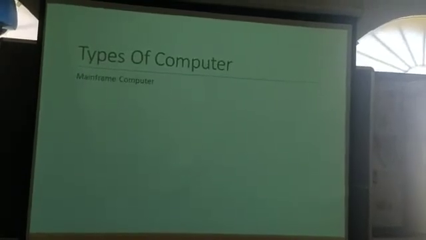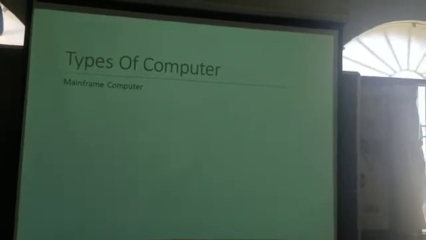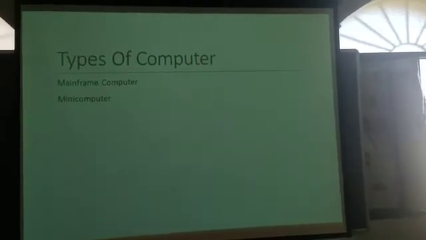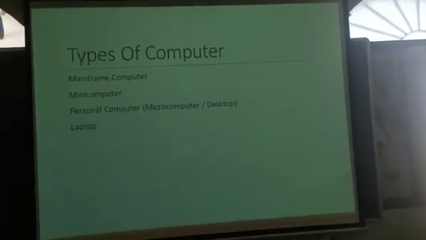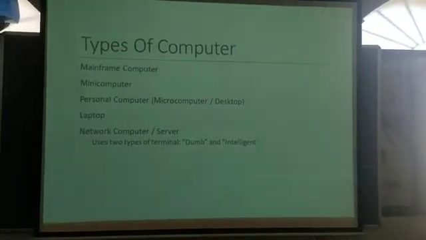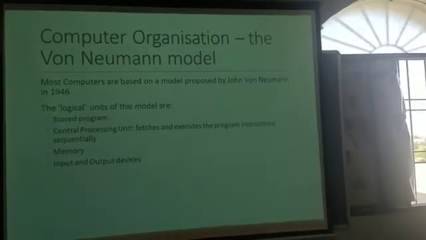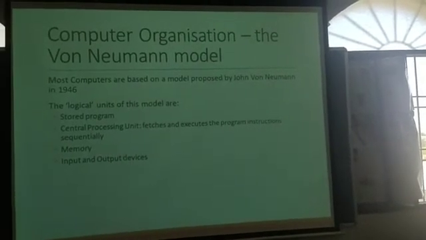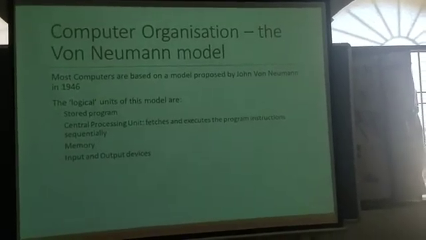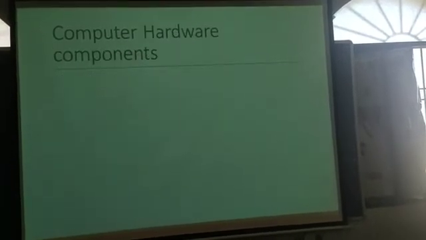Types of computer. Mainframe computer, which is used as a supercomputer, has a huge number of processors and the maximum amount of RAM and hard disk. Then mini computer, personal computer, laptop, network computer, server. So this is all the information regarding logical. Whatever code you have written will be stored as a program, then the CPU will process it, and finally it will be an output or input.